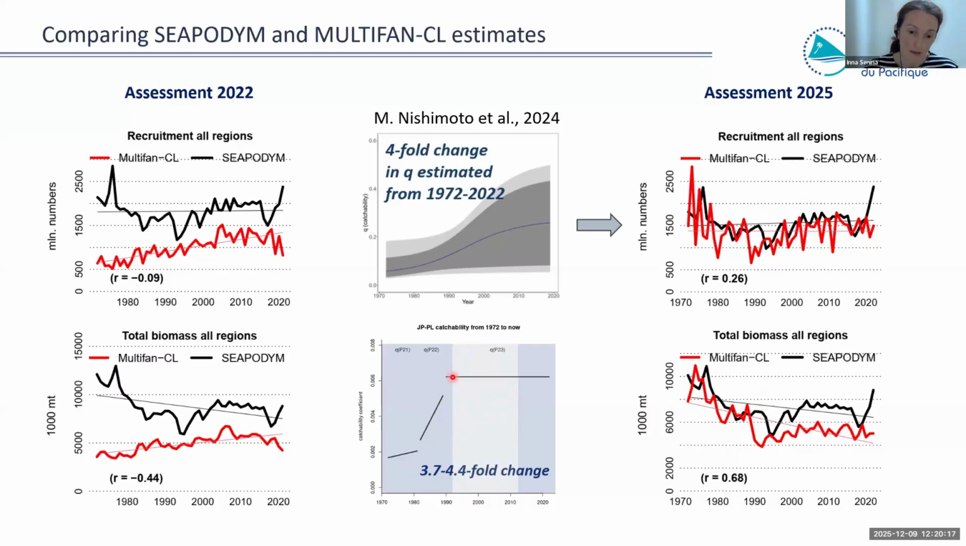However, when we re-estimate the catchabilities for the period 70 to 90, we see that it was changing. In order to fit the densities without changing the biological parameters, we need to increase the catchabilities.